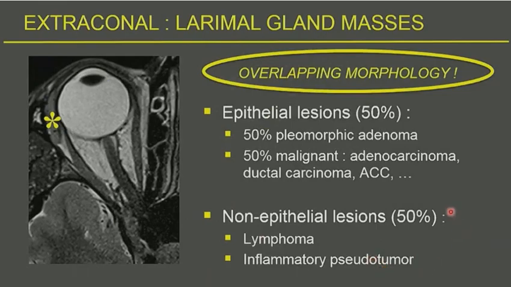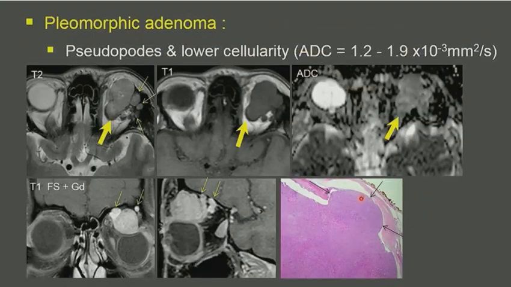Now let's have a look at those lesions that are difficult to diagnose because morphology is overlapping. In terms of lacrimal gland masses, we have a 50% rule. 50% of these lesions are epithelial, 50% are non-epithelial. And then if you go back to the epithelial lacrimal gland masses, about 50% are pleomorphic adenomas, benign, 50% are malignant, typically adenocarcinoma, ductal carcinoma, adenoid cystic carcinoma, and many more.